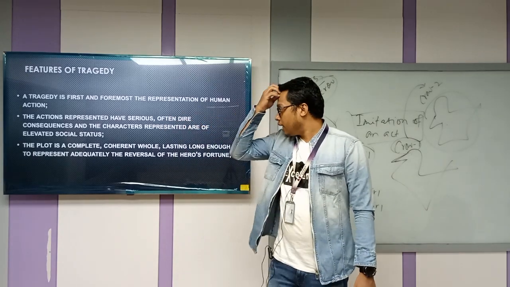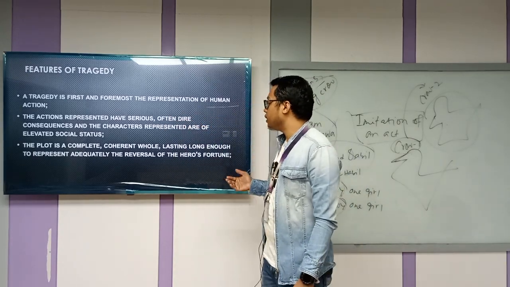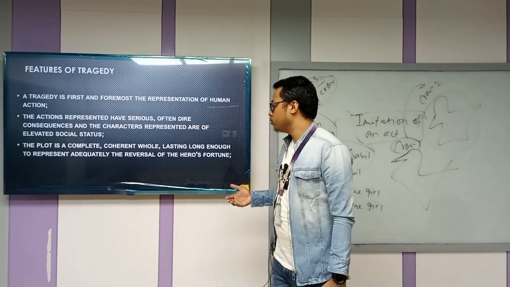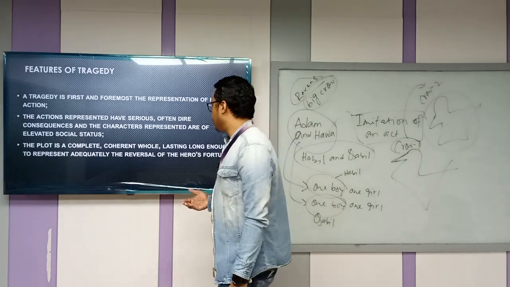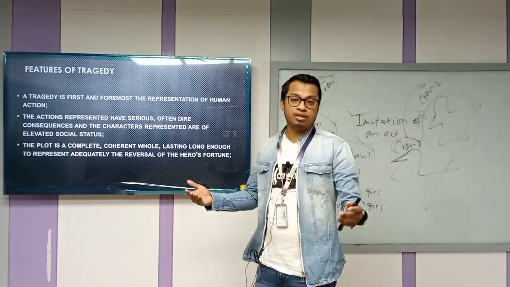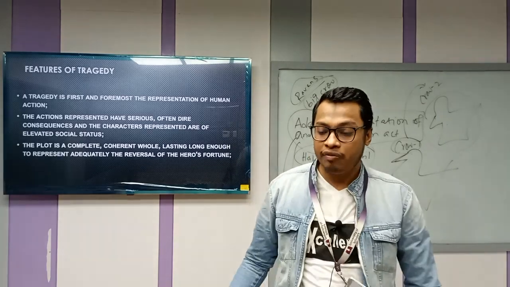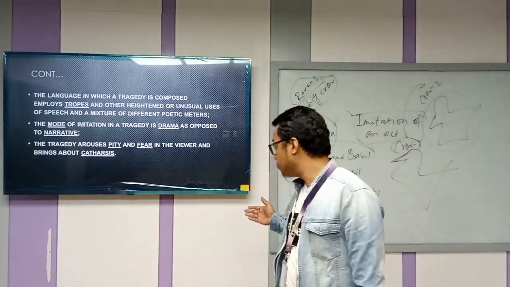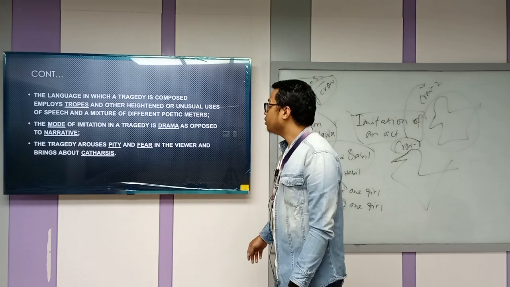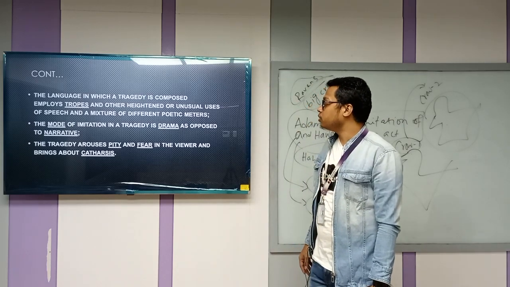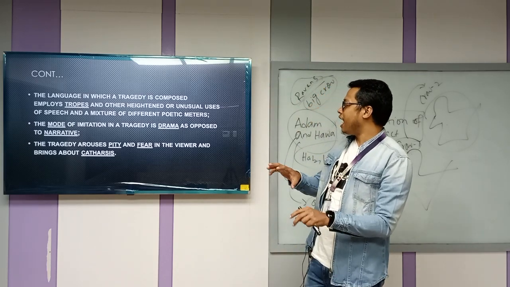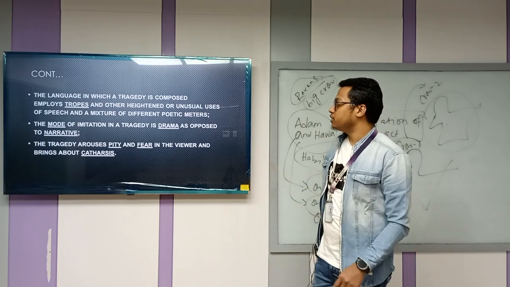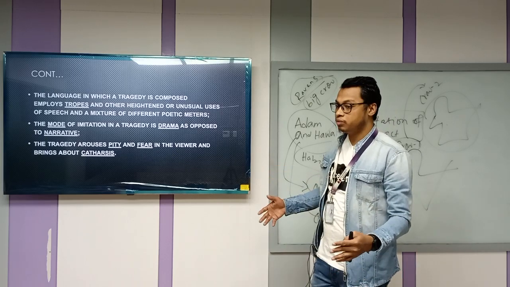Then, fourth, the plot is a complete, coherent whole, lasting long enough to represent adequately the reversal of the hero's fortune. And look at the fortune of Qabil as well. Even though they were the sons of a prophet, they commit murder. The language in which a tragedy is composed employs tropes and other heightened or unusual uses of speech and a mixture of different poetic matters.